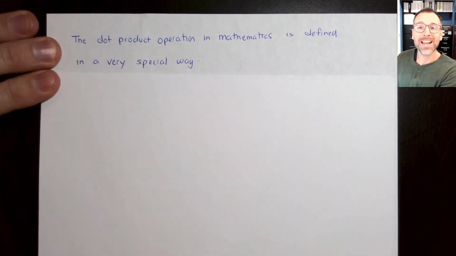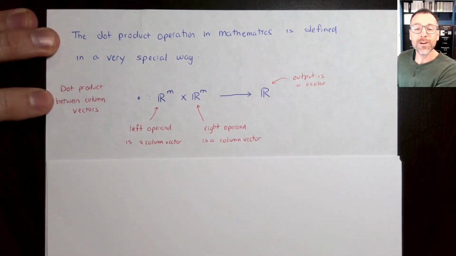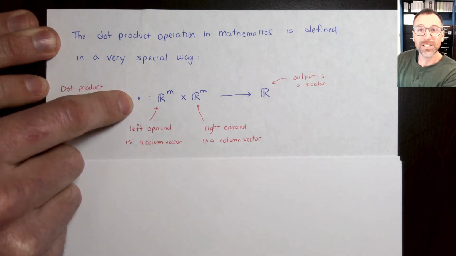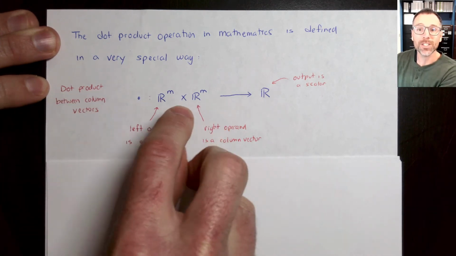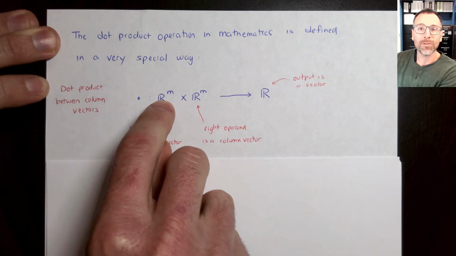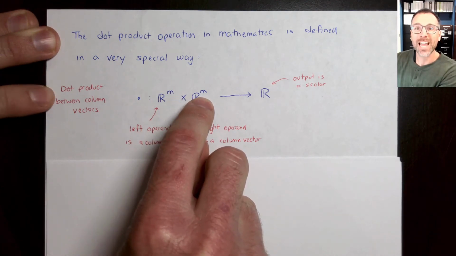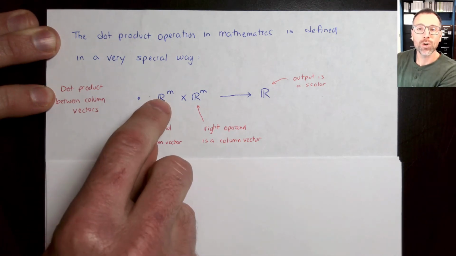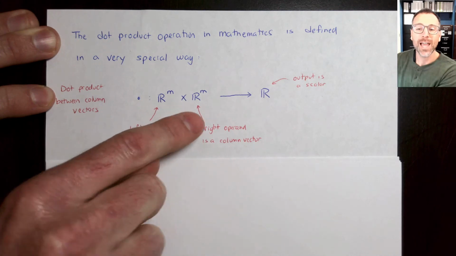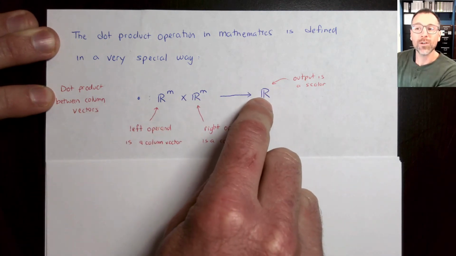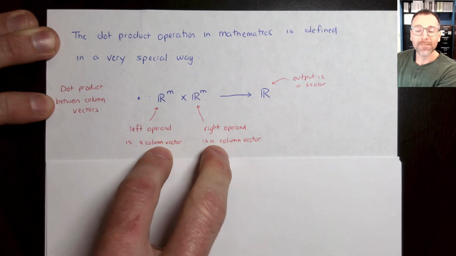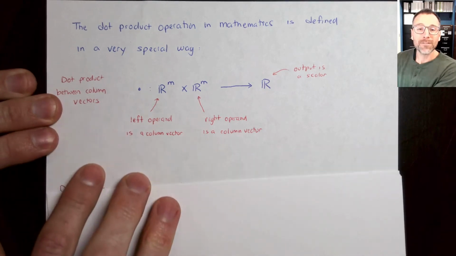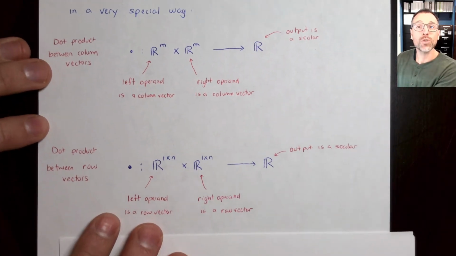In formal mathematics, we define dot product operations in very, very special ways. Specifically, the dot product between two column vectors is a binary operation. In other words, it's an operation with two separate inputs. One on the left-hand side, which is an m by 1 vector, and one on the right-hand side, which is an m by 1 vector. So I'll have a vector on the left, a vector on the right, both of which have m rows and 1 column, and they're identical dimensions. And then the dot product maps to a real number. So the output is a scalar. The left operand and the right operand are column vectors with identical dimensions. That's the definition of the dot product between two column vectors that we do in a math class.